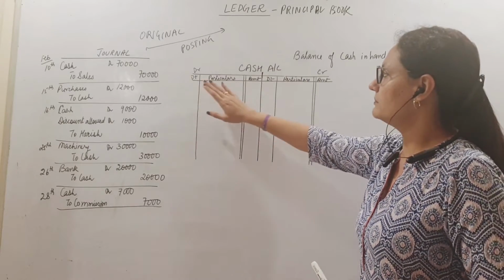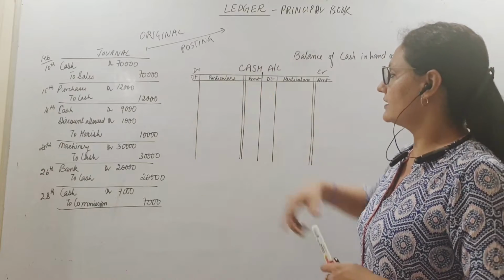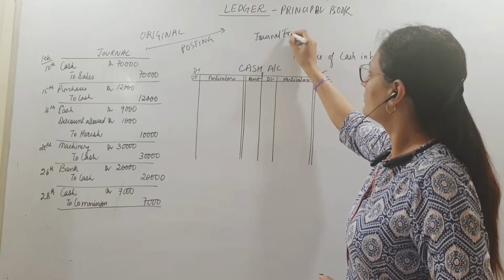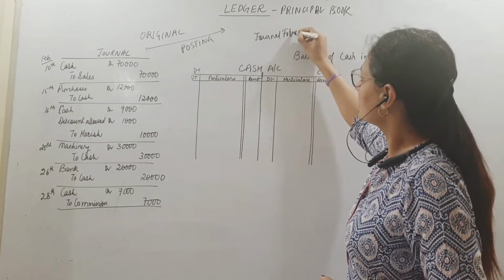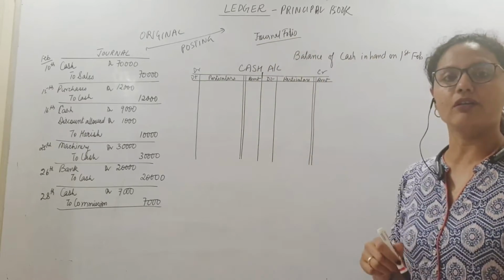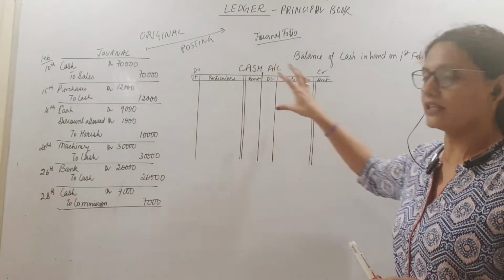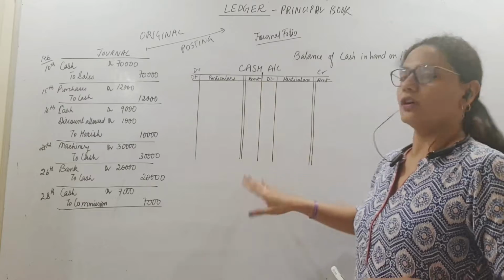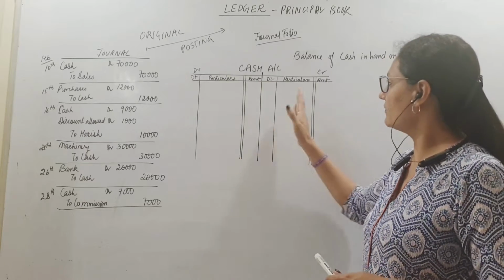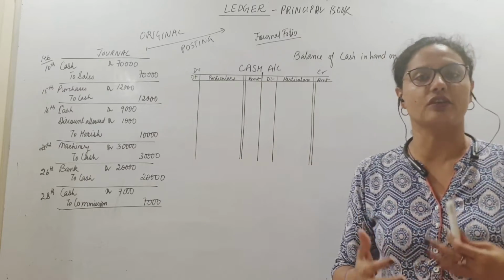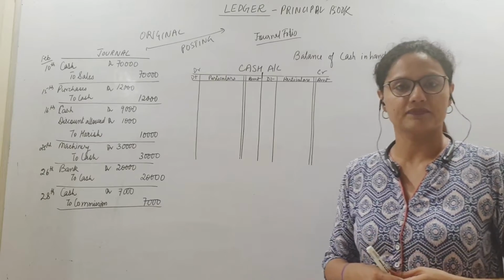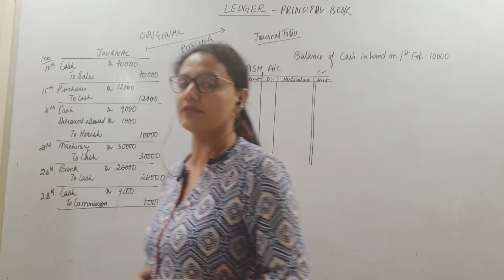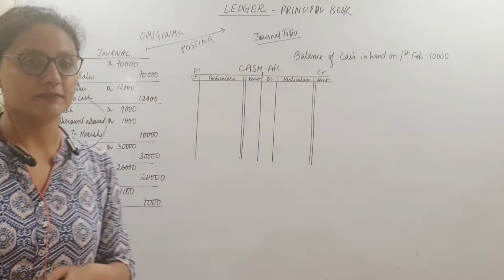We have the date column, the particulars column, and this narrow column is for journal folio. Journal folio means the page number of the journal from where we have picked up this entry. Then the amount column. Same thing we have in the credit: date, particulars, journal folio and amount. Clear about that? Now let us see how to post the entries from the journal to the ledger.